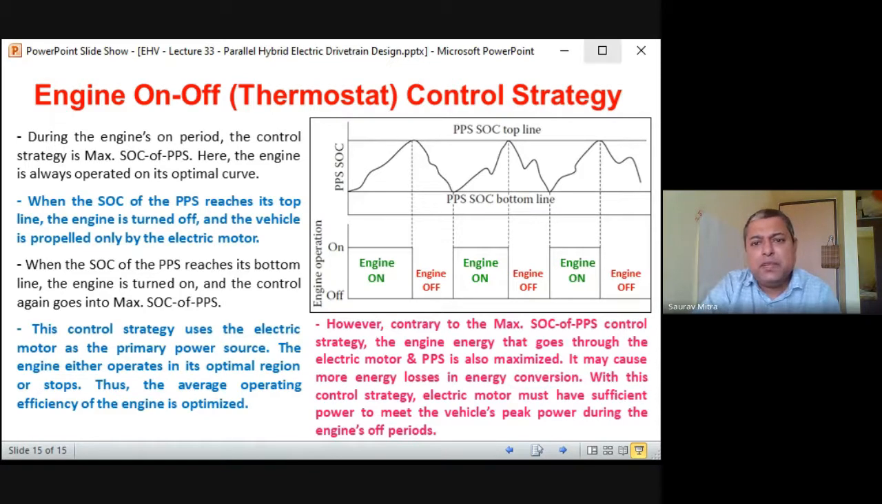So next day we will start with the design, or size design, of the hybrid vehicle drivetrain. There are mainly three design parameters. One is the motor, another is the engine, and another is the PPS. So if we do those three topics, the syllabus of this EHV will be over. We will start with motor design considerations for the hybrid electric drivetrain. We will start with that tomorrow, and tomorrow also the lecture will be there at 9:15 to 10:15.